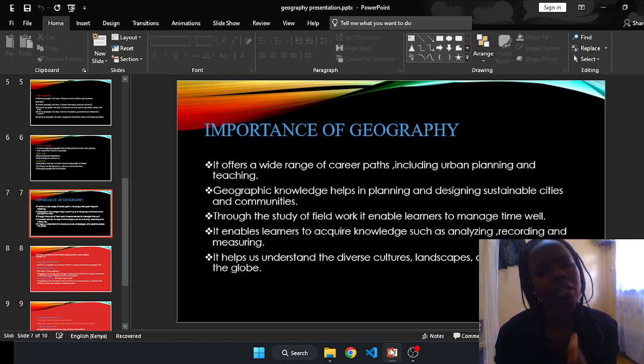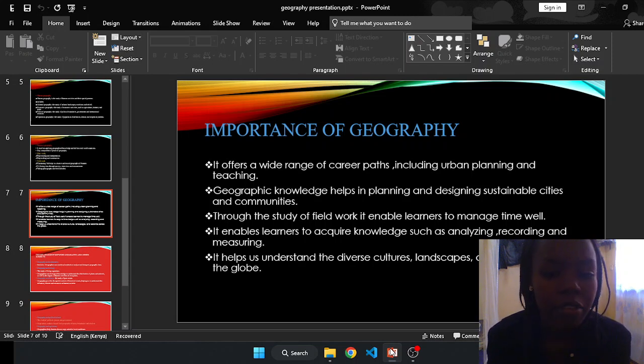So geography offers a wide range of career paths, including urban planning and teaching. It helps us to identify our career, which kind of jobs we want to do in future. Geography can help us to be geography teachers. It also helps us to be civil engineers. Good jobs like that. Geography has diverse careers that can help us to cater in life.